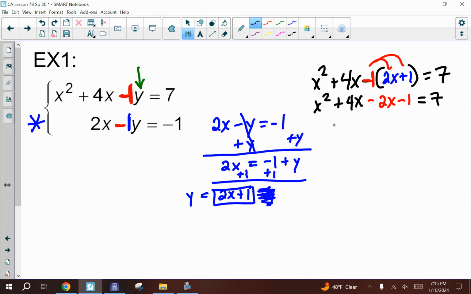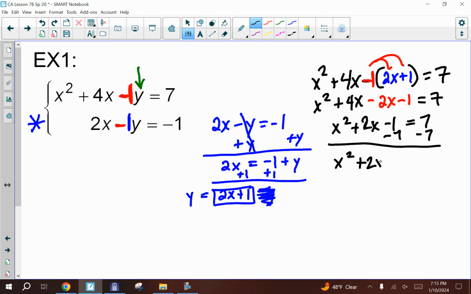I want to combine as much as I can so I can shorten the problem. So x squared plus 4, 4 minus 2 is 2, and then -1 equals 7. Because this is equal to 7 and I have some exponents involved, I have to get the 7 over to one side, because anytime there's an exponent, I need it equal to 0. So this is x squared plus 2x minus 8 equals 0. Now, once our problem is equal to 0, we should try factoring.